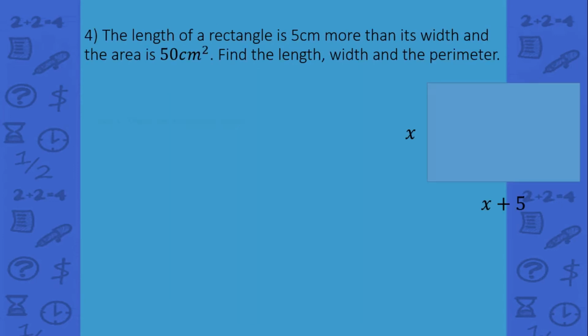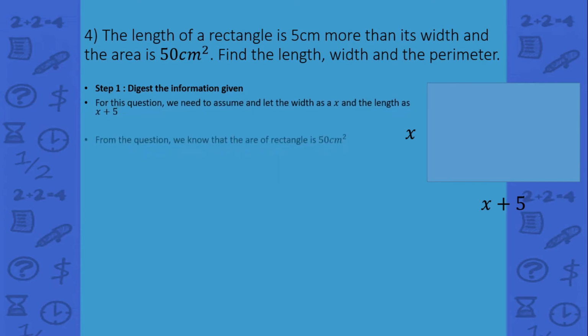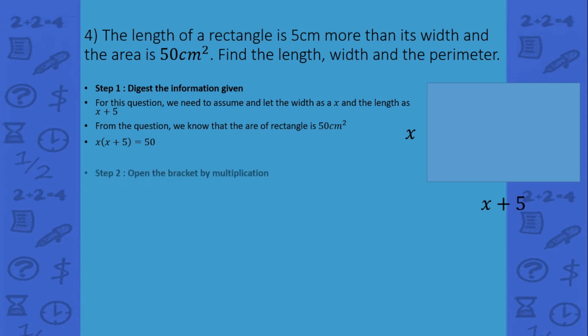For question 4. The length of a rectangle is 5 centimeters more than its width and the area is 50 centimeters squared. Find the length, width and the perimeter. For this question, step 1, we need to digest the information given above. We assume and let the width as x and the length as x plus 5. We also know that the area of the rectangle is 50 centimeters squared.